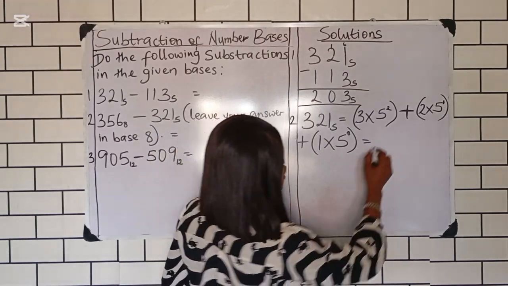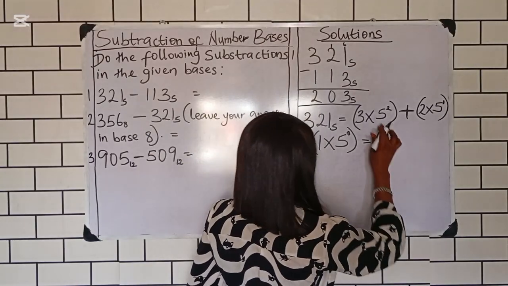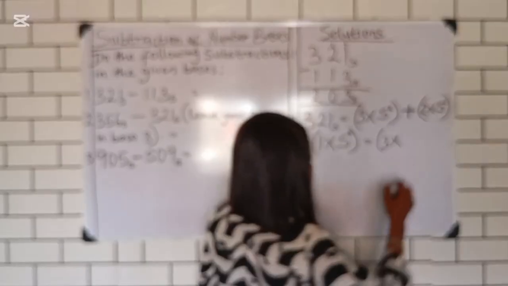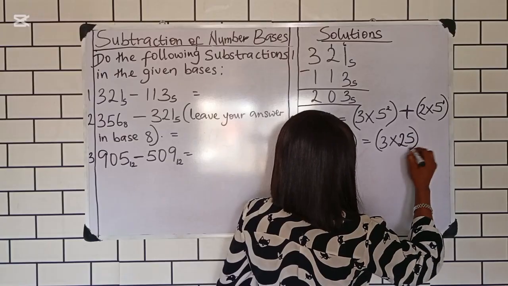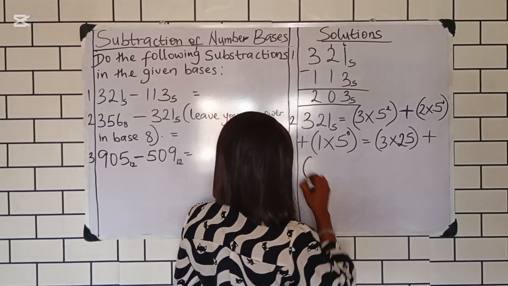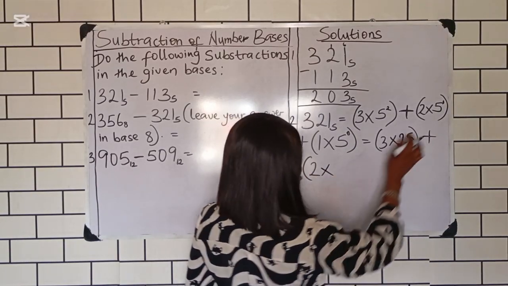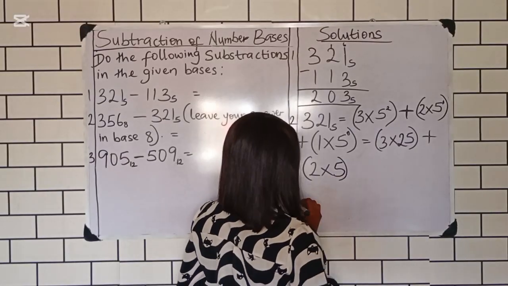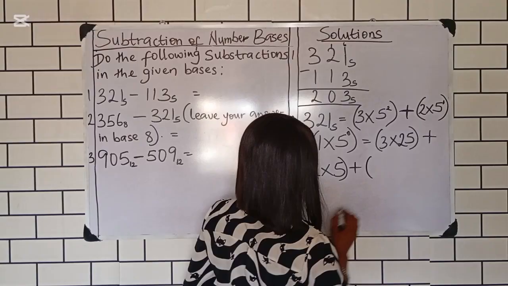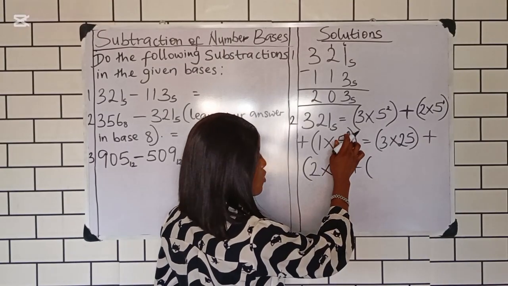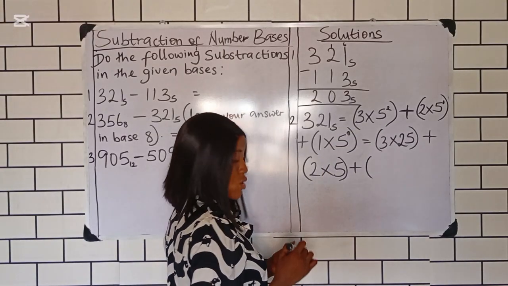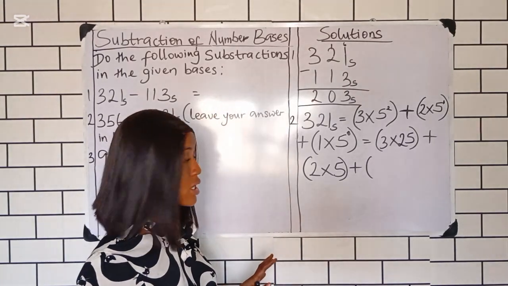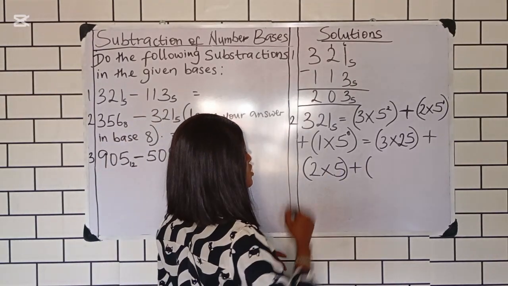Now we have our open bracket 3 times 5 raised to power 2, which is 5 times 5, will give us 25. You write your 25, close bracket, plus open bracket, 2 times 5 raised to power 1 is just 5. You write your 5, close bracket, plus open bracket. Here we have 5 raised to power 0, and it is one of the laws of indices: any number raised to power 0 is automatically 1. Therefore, 5 raised to power 0 here will give us 1.